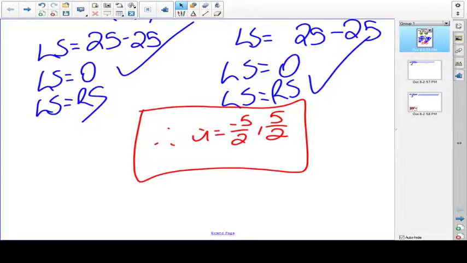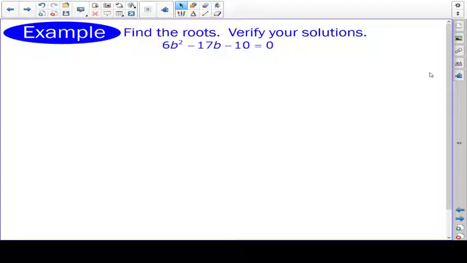Next question. Find the roots, verify your solutions. So again, we're going to have to check it. This is a so-called difficult trinomial because you can't factor out a single common factor out of all three terms, and there's a number other than 1 in front of the squared term. So we're looking for two numbers that multiply to negative 60, getting that by multiplying 6 and negative 10 together, and we're looking for two numbers that add to negative 17. This is a tricky one.